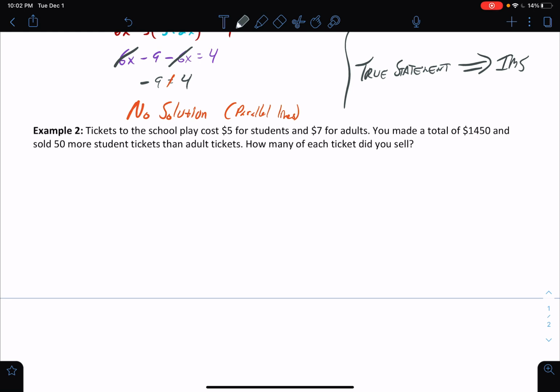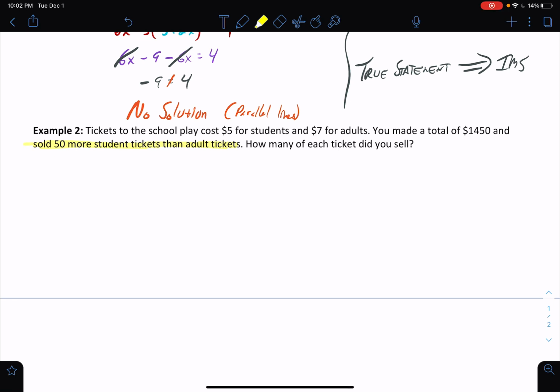How many of each ticket did you sell? All right, well, we got a couple things going on here. We've got an equation that we can set up that deals with the money, and an equation that we can set up due to this statement right here. We sold 50 more student tickets than adult tickets.